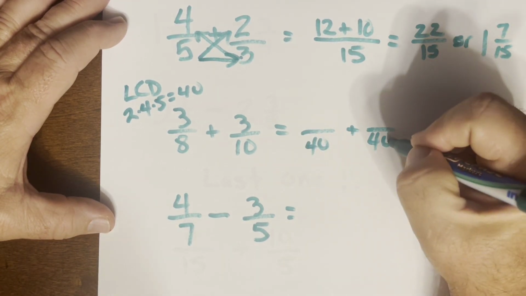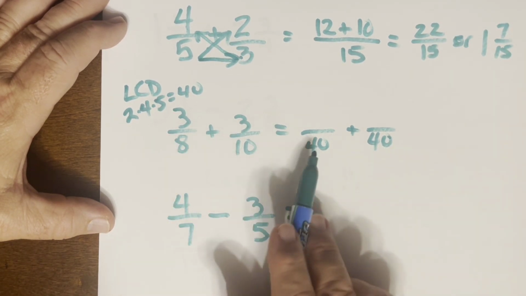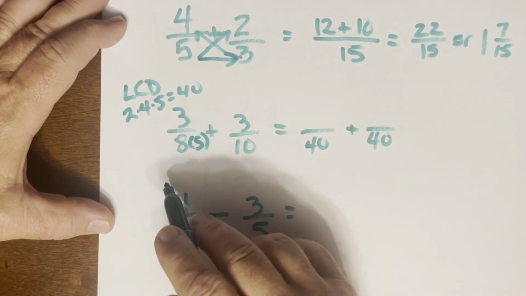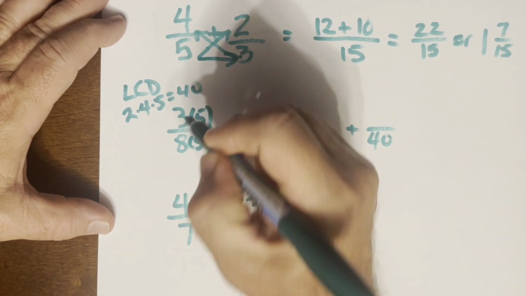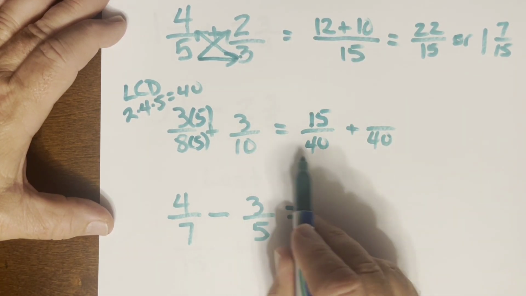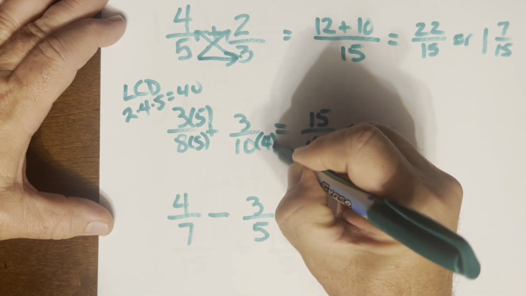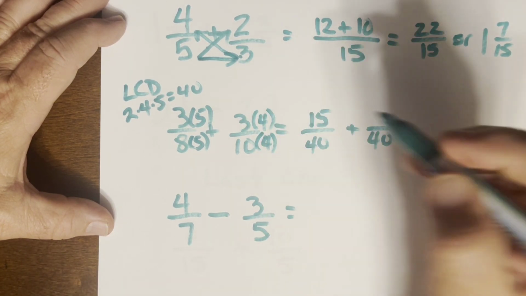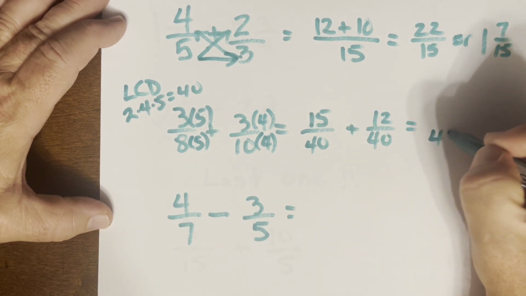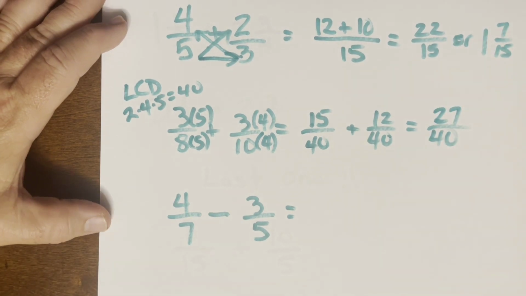But again, now, what did I multiply to 8 to get 40? I multiplied 5, correct? So whatever I multiply to the bottom, I multiply to the top. So 3 times 5 is 15. What did I multiply to 10 to get 40? I multiplied 4. So I multiply the top by 4, so 3 times 4 is 12. So I have a common denominator, which is 40. So 15 plus 12 is 27.